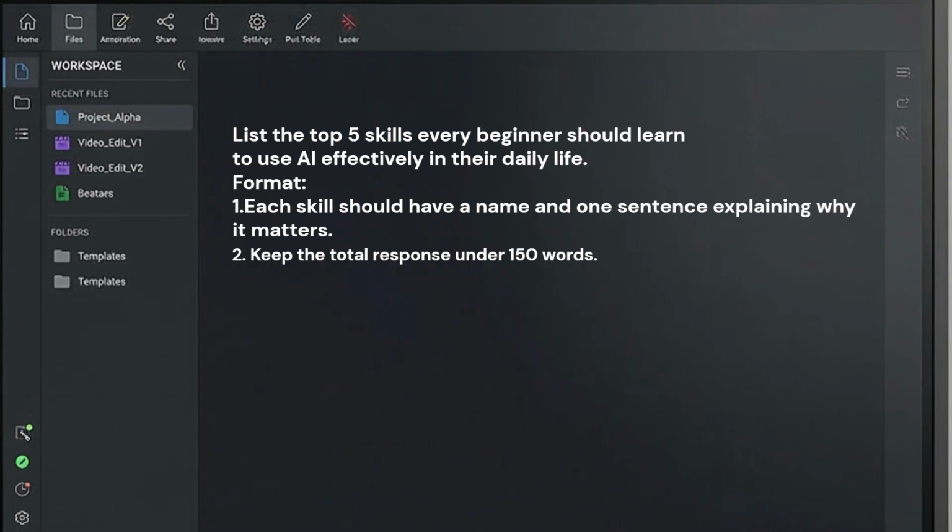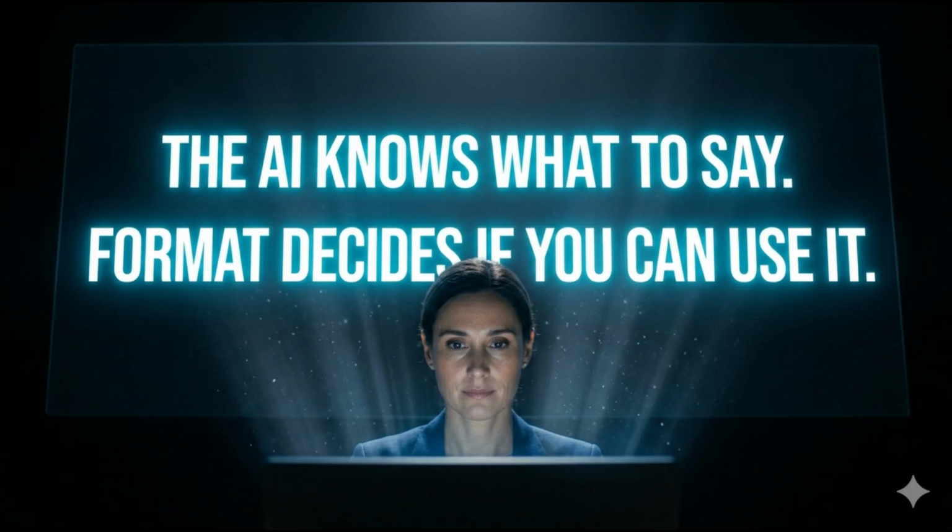After reading the response, remove the format instructions and run it again. Compare both. The information will be the same, but one will be ready to use. The other will need work. That difference is format. Key takeaway. The AI knows what to say. Your format instruction decides whether you can actually use it.